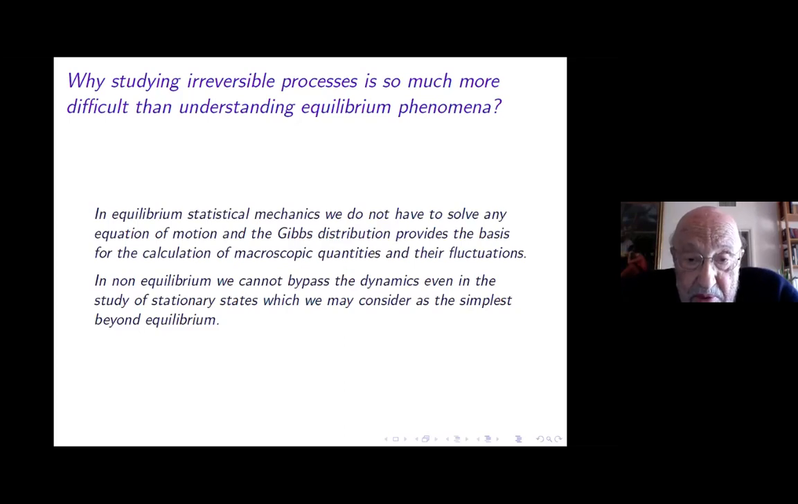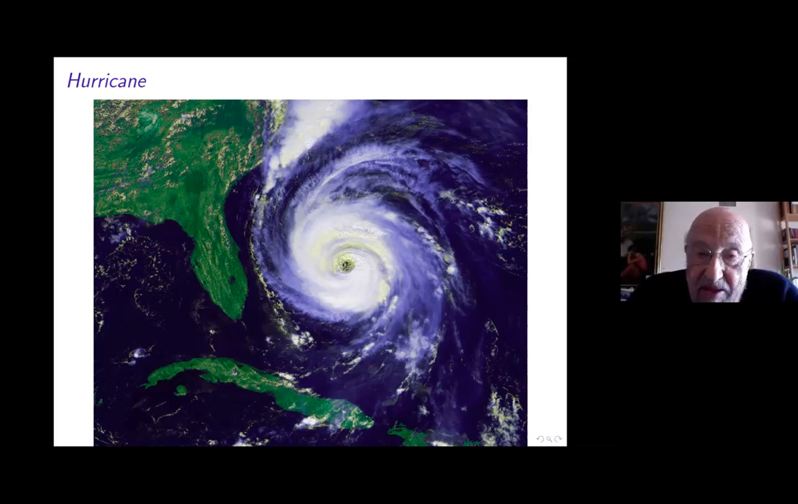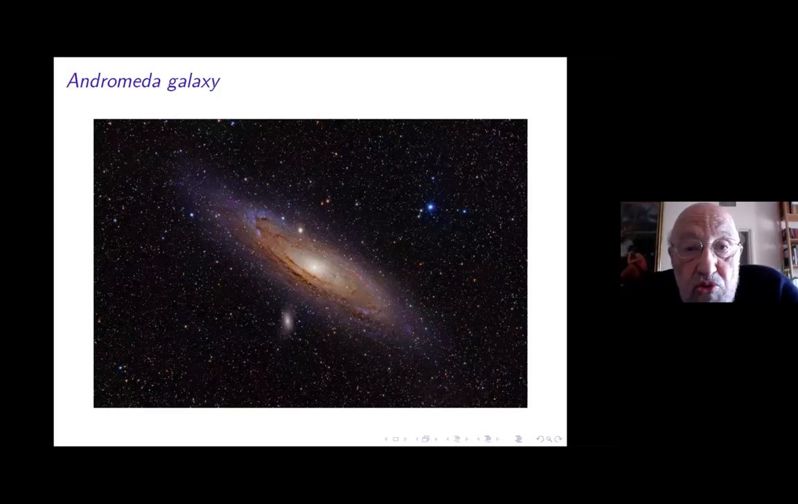And in the typical situation, you have many scales in both space and time. Since I think the audience is mainly people from earth sciences, typical cases of non-equilibrium, for example, in the atmosphere, is a hurricane. But then you may go to a much larger scale, and then you have a galaxy, which is also a system not in equilibrium.